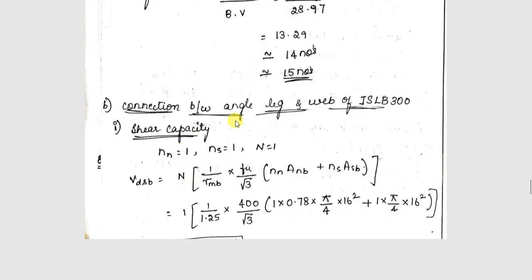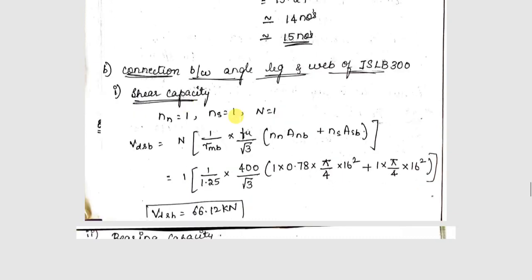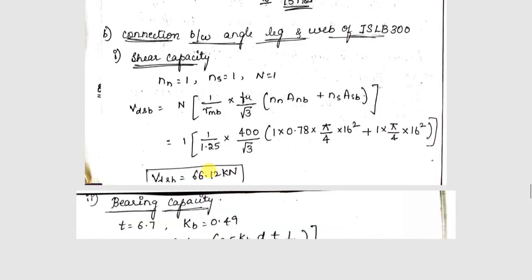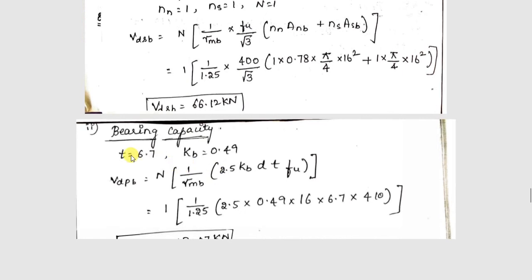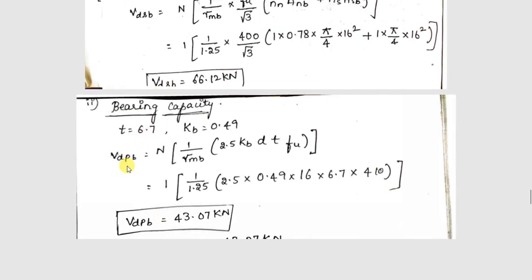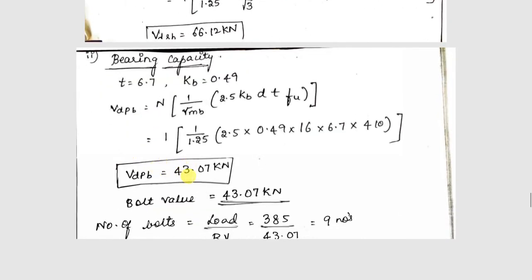So the connection between the angle leg and web of ISLB 300. As we are dealing with 3 thicknesses, it will be similar to a double cover butt joint. So Nn 1, Ns 1. So the shear capacity will be 66.12. The thickness of the web of the smaller beam is 6.7. And comparing with the summation of the thickness of 2 angle legs, that is 20 mm, the least is the thickness of the web. So T will be 6.7. So the bearing capacity will be 43.07, and the least of these two is this one. So the bolt value will be 43.07 kilonewton.